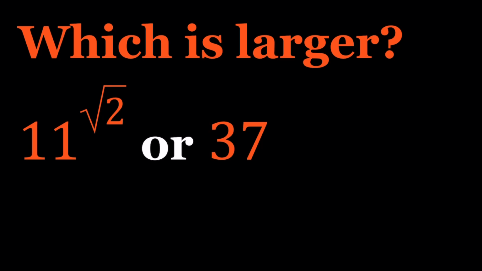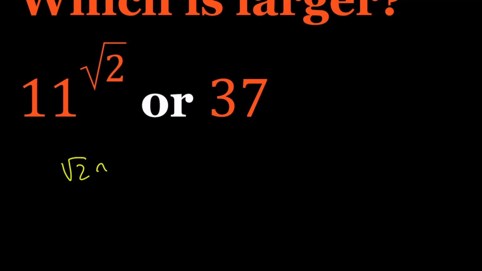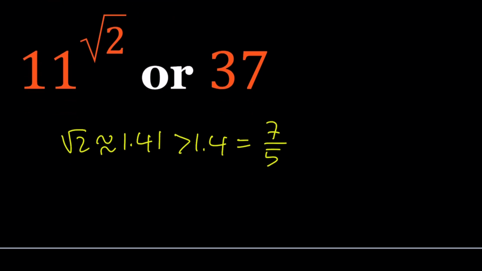First, I noticed that square root of 2 is about 1.4 something, right? 1.41. So I just noticed that this is actually less than 1.4, which can be written as, actually I wrote it wrong. It should be greater than. This number is greater than 1.4, which can be written as 7 over 5. So basically, we can safely say that square root of 2 is greater than 7 over 5. Great. Let's see if we can use this idea.